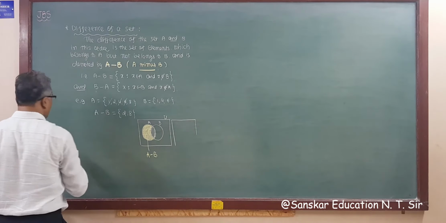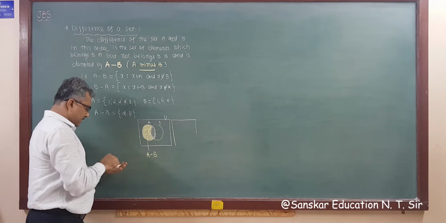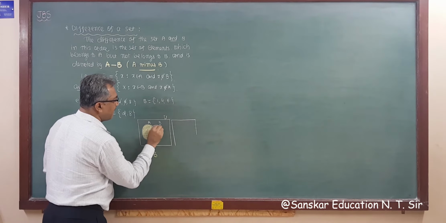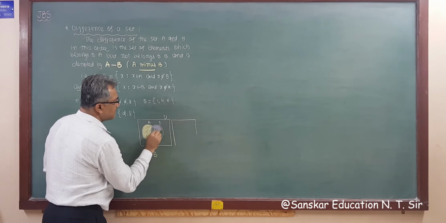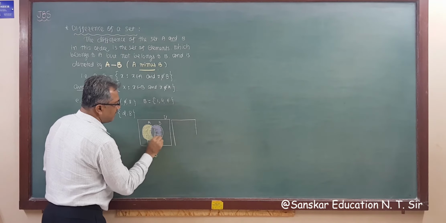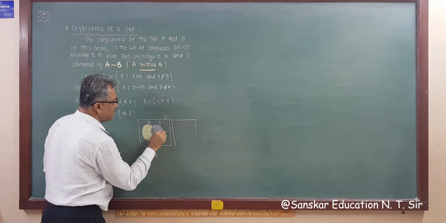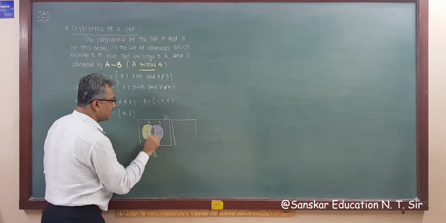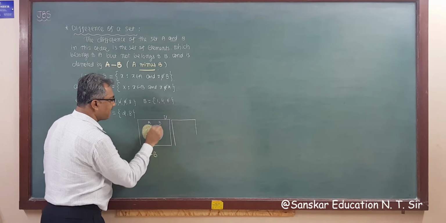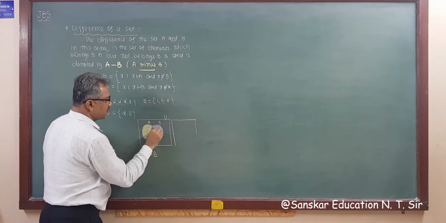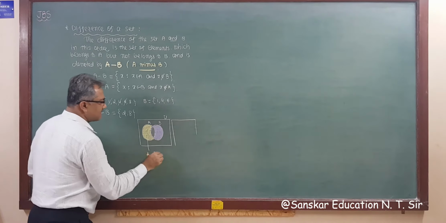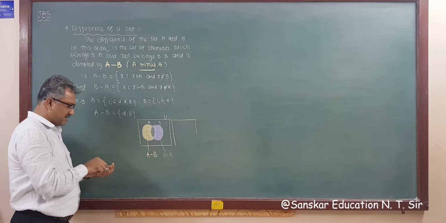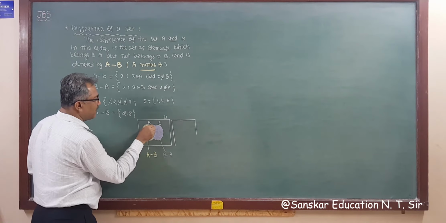No need to draw another Venn diagram. I am highlighting this part here. This lavender color portion is your B minus A. This portion is B minus A, and the outlines of these are the sets.